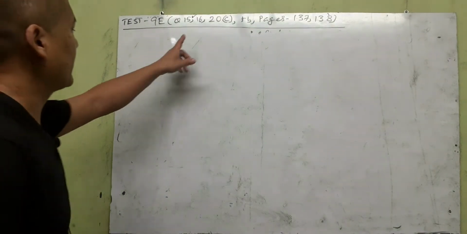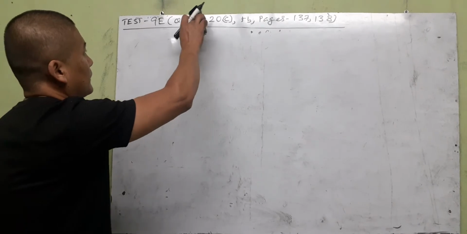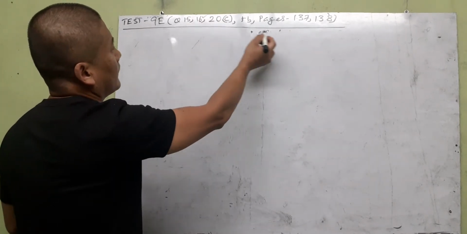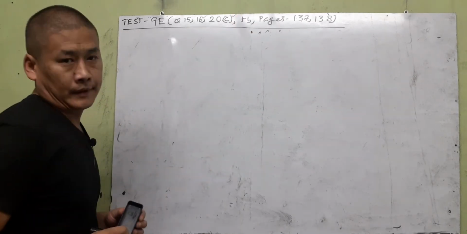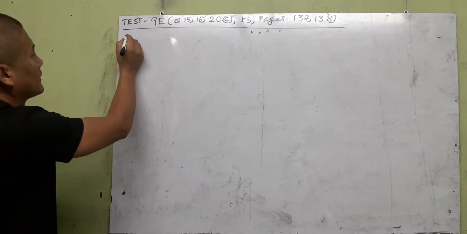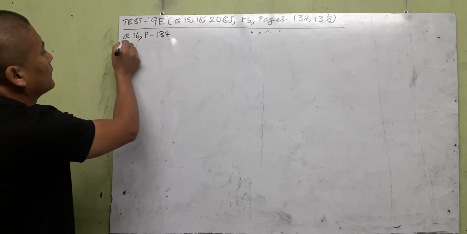Okay, so in the previous class we did 15. In this class we will be doing 16 and 20. This will be on page 137, and 20C will be on 138. So let's start with 16, which is on page 137 to 138, I think.